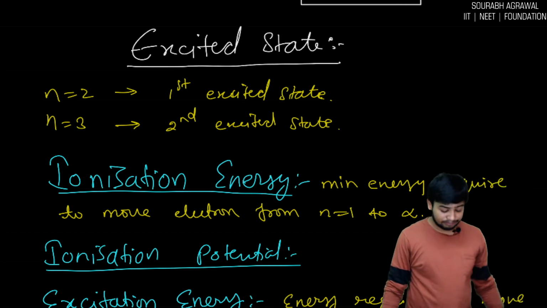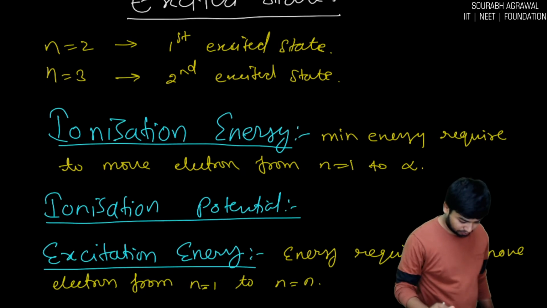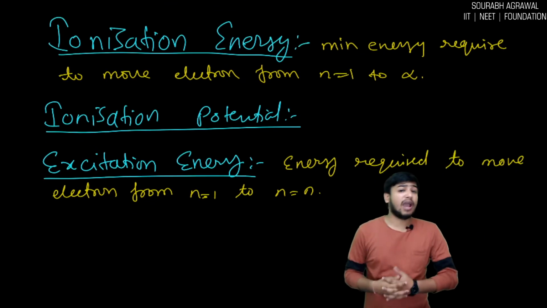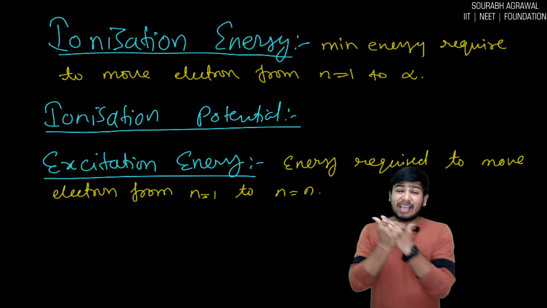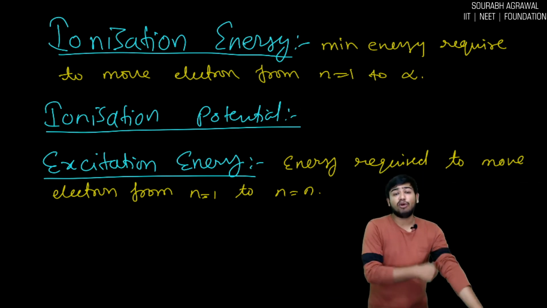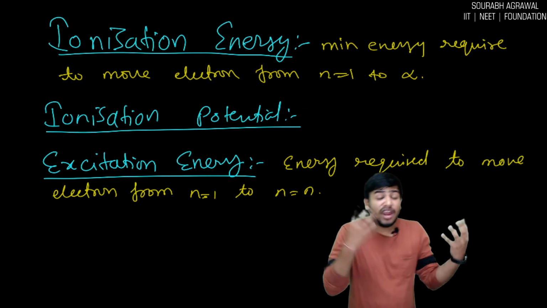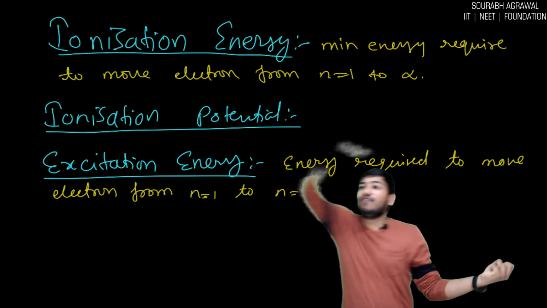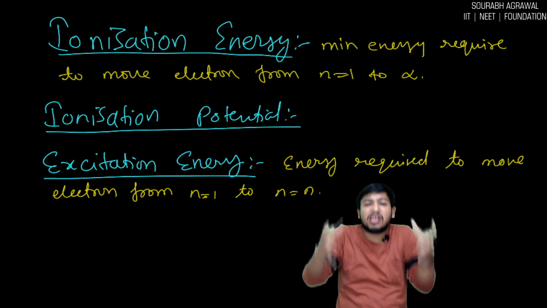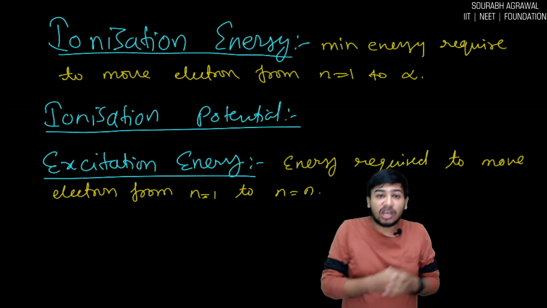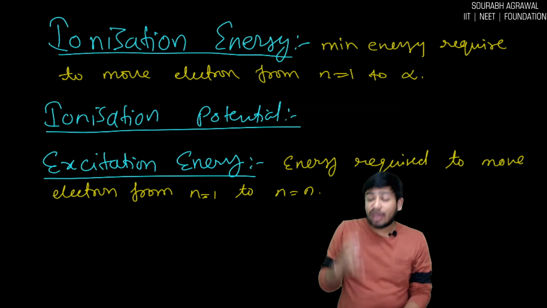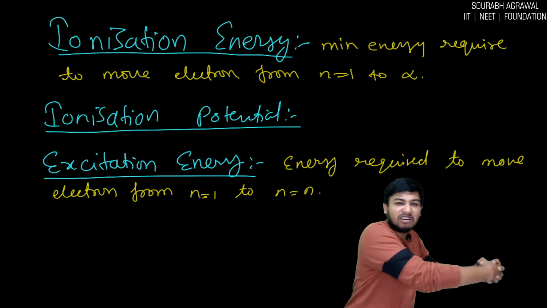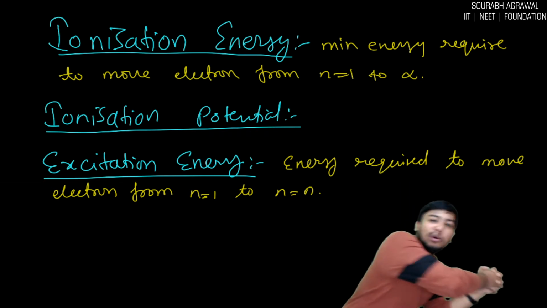Is that clear? Now, ionization energy. What do you mean by ionization energy? You must have heard it in chemistry also. When you are taking out an electron from the first state to infinity, the minimum energy that you require is known as ionization energy. Ionization energy is the minimum energy required to take an electron from its ground state to infinity.